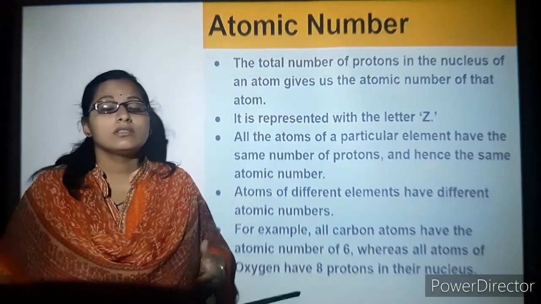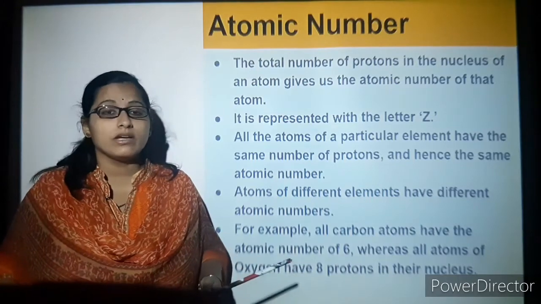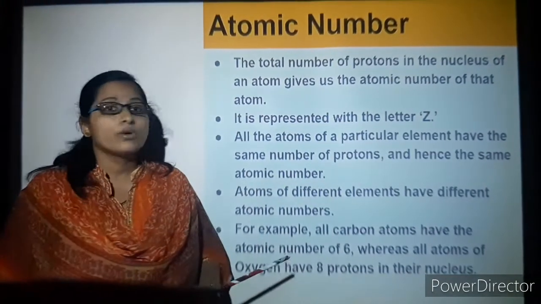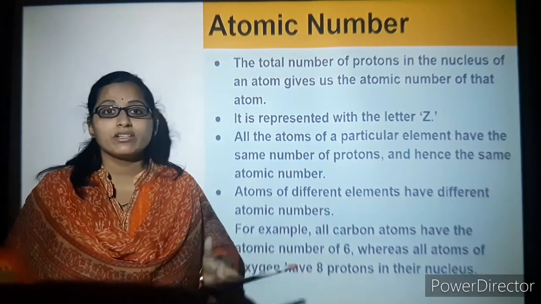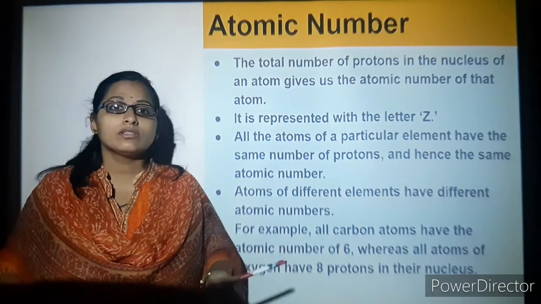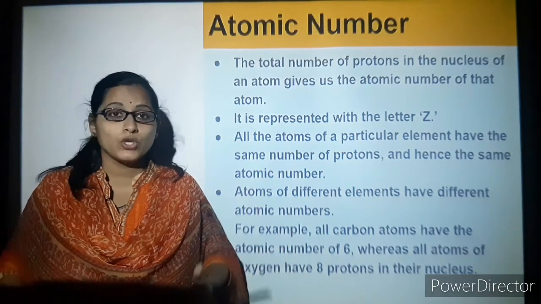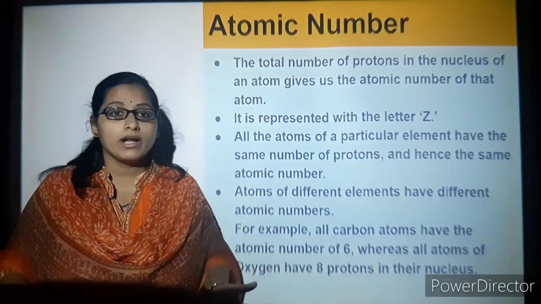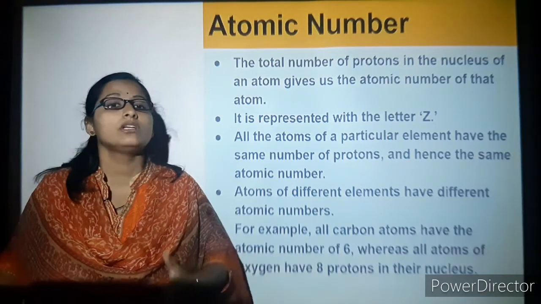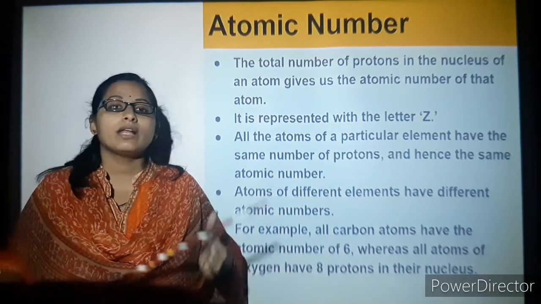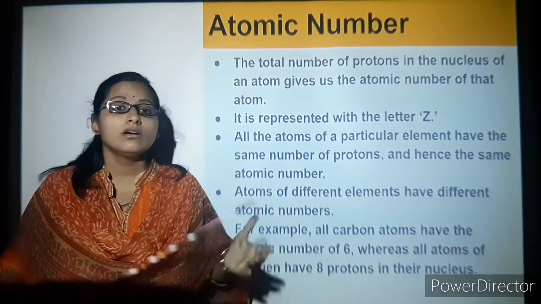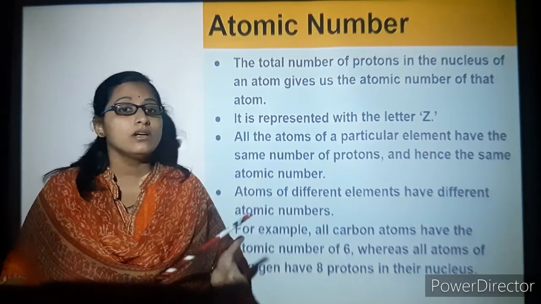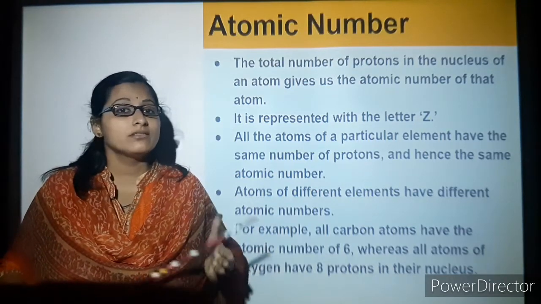So what is the atomic number represented by? It is represented by the symbol Z. All the atoms of a particular element, say oxygen, will have the same number of protons in the nucleus. It might be one atom of oxygen or 2, 3 or n number of oxygen atoms, the number of protons of each and every oxygen atom will be the same, and the atomic number remains the same.